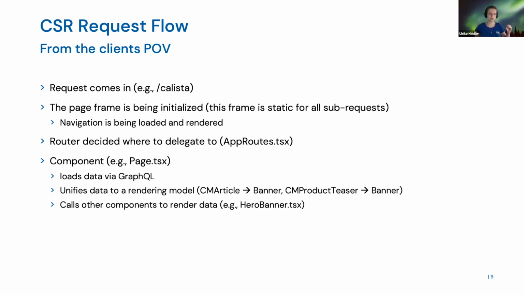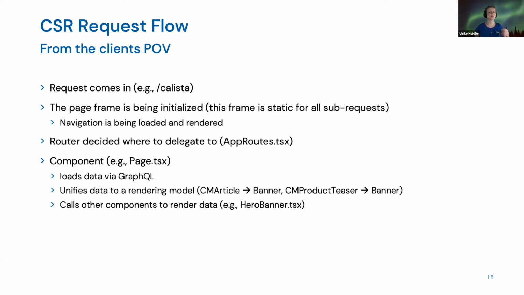So let me go a little bit more into specifics in our Spark code. The request comes in, right? Somebody is opening up the URL /Calista, whatever it is. Calista is one of our demo sites that we use, for all those who have worked with CoreMedia, for example, on the Salesforce site or whatnot. Calista is one of our blueprints that we have. The page frame, as I mentioned, is being initialized.